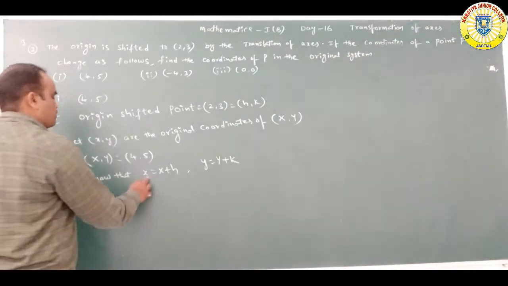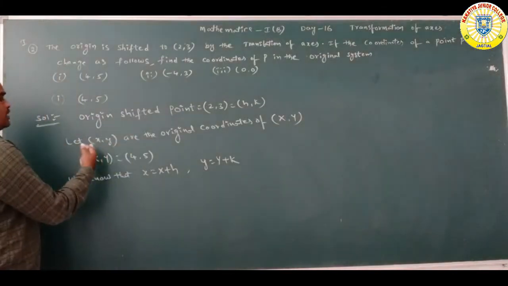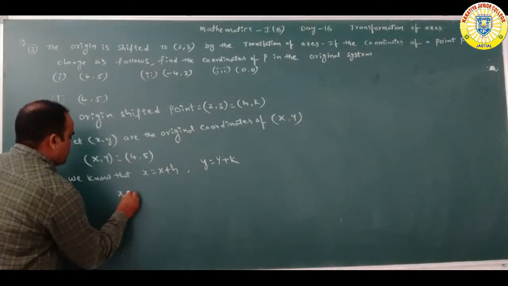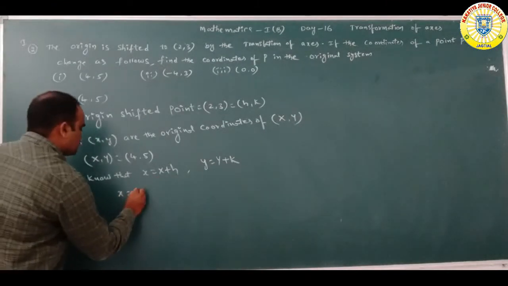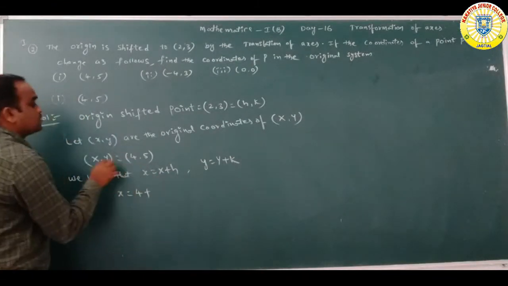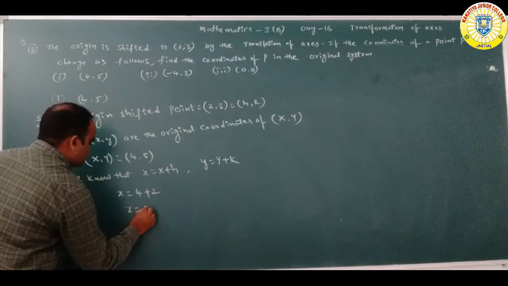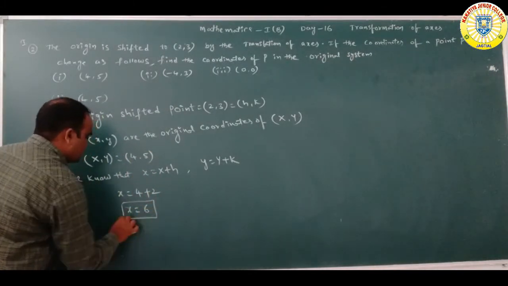So we want small x, small y, the original coordinates. Small x is equal to capital X plus h, that is 4 plus h. What is the value? h is 2. Small x is equal to 4 plus 2, that is nothing but 6.